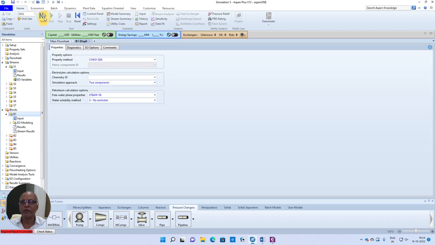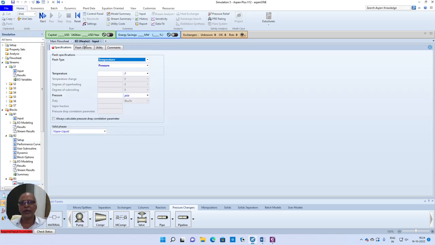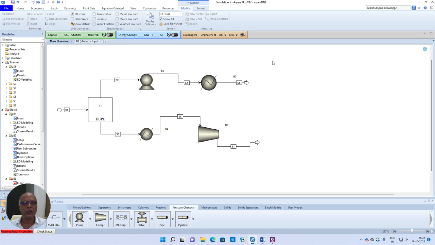Duplicator, you don't have to give any information. So this is with respect to the pump. The pressure is increased from 14.7 to 73.8. Right? So we have specified the pressure and we have completed the definition with respect to the pump. Go to the next. Now this is the heater in the first option. So this is the first option. This is the second option.